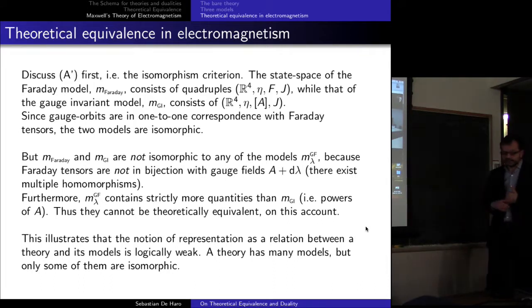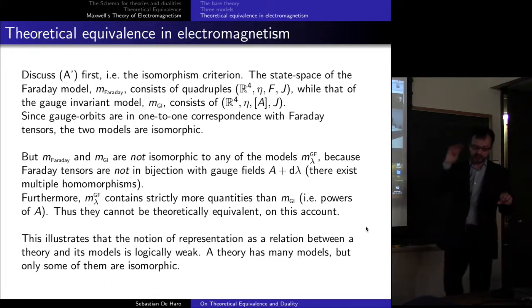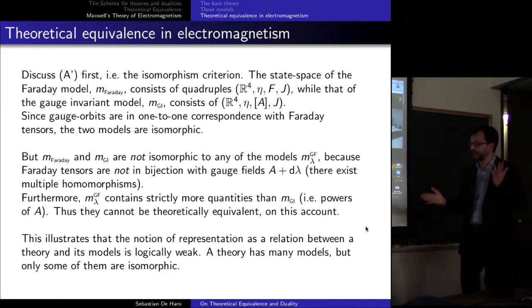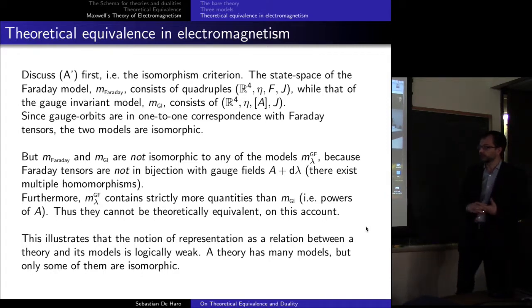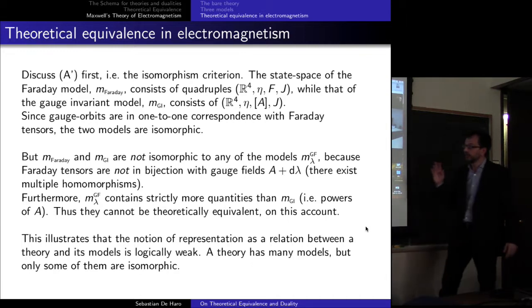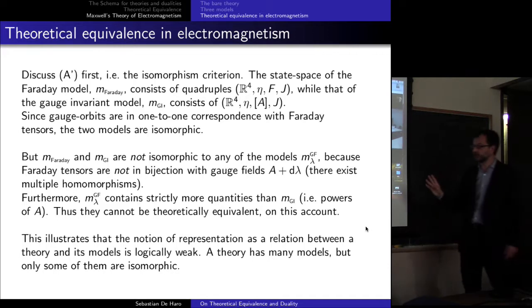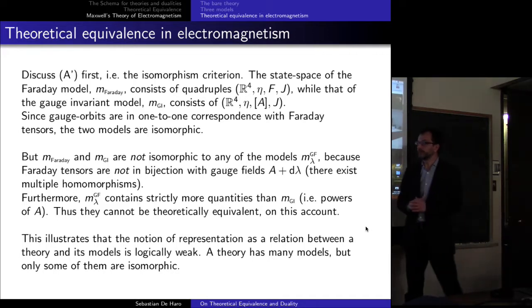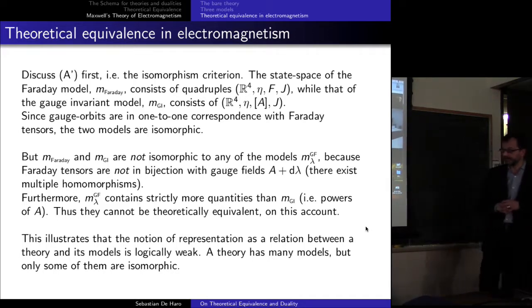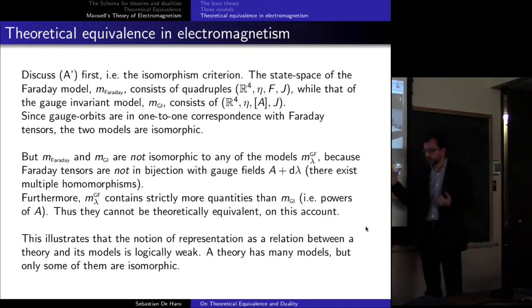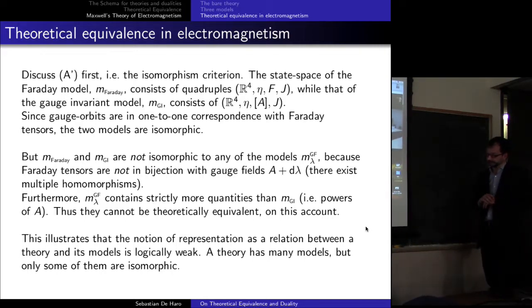Okay, so let's now discuss whether these three models, the Faraday model, the gauge field model, and the gauge invariant model, are isomorphic or not. The state space of the Faraday model consists of the Faraday tensors, while that of the gauge invariant model, the third model that I gave, consists of the gauge orbits. Now, gauge orbits are in one-to-one correspondence with Faraday tensors, so these two models are isomorphic because also all the quantities are mapped into each other. That's what we would expect.